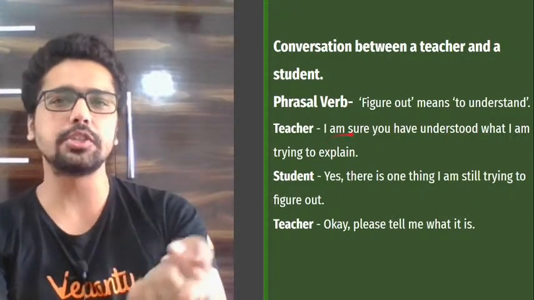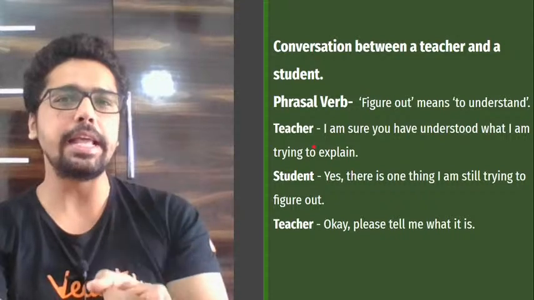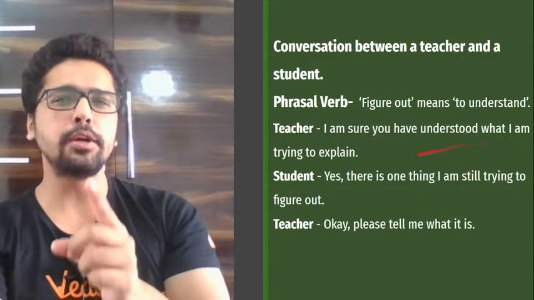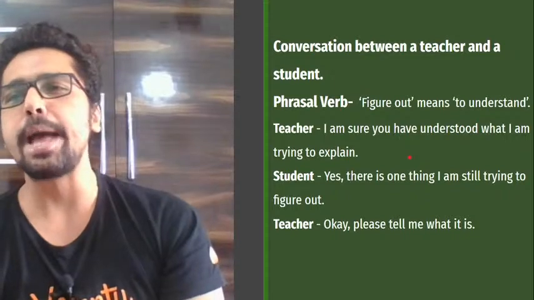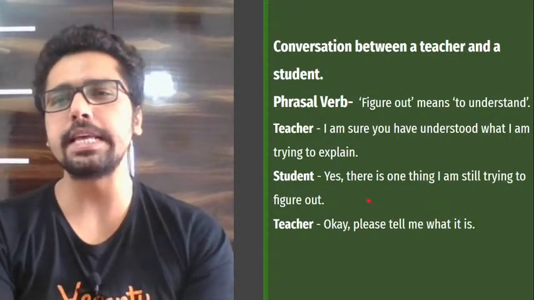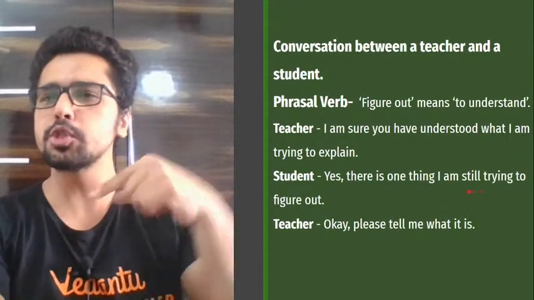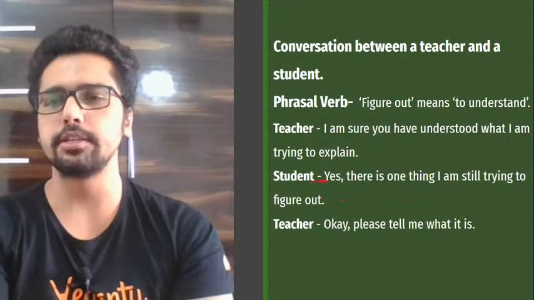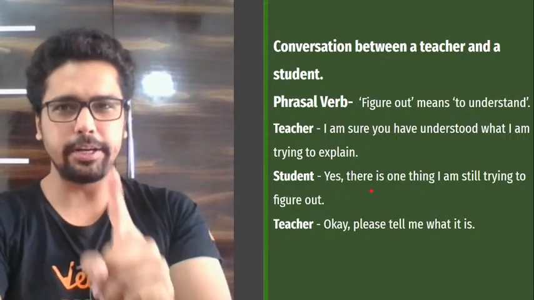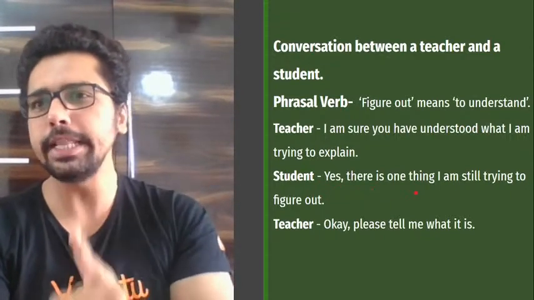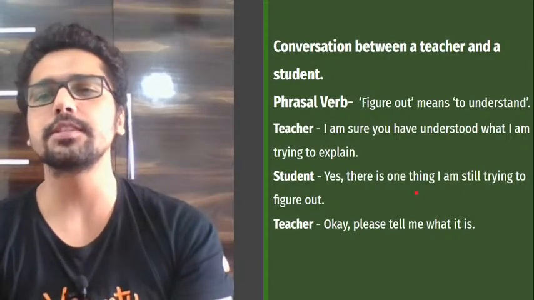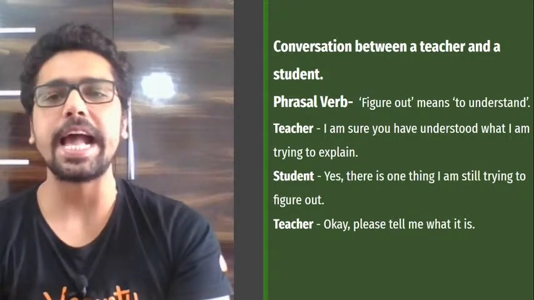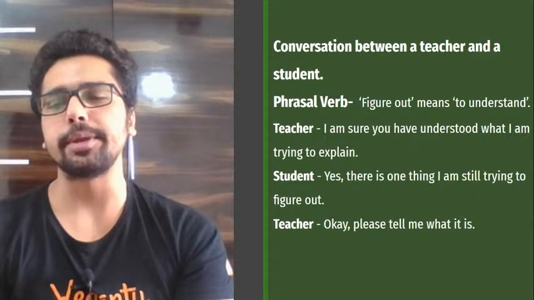So the teacher talks to the student and says, I'm sure you have understood what I am trying to explain. So the student says, there is one thing that I'm still trying to figure out. So look at this here. The student replies and says, yes, I've understood, but there is one thing I'm still trying to figure out. Okay. So the teacher says, okay, please tell me what it is. So this is how a conversation is happening.